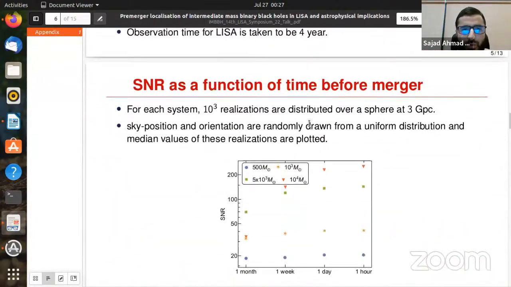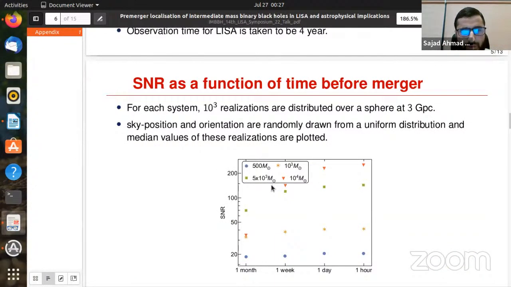I explained the SNR plot. We are choosing four representative systems, four masses, and for each system we are making 1000 realizations. The four angles, those theta and phi, which determine the sky position and orientation, are randomly drawn from a uniform distribution. Then we are taking the median values of those. We are distributing 1000 sources over a sphere at 1.3 gigaparsec, and drawing those angles from a uniform distribution.